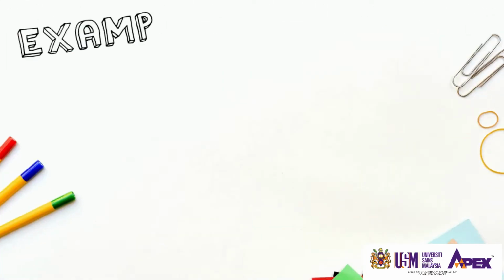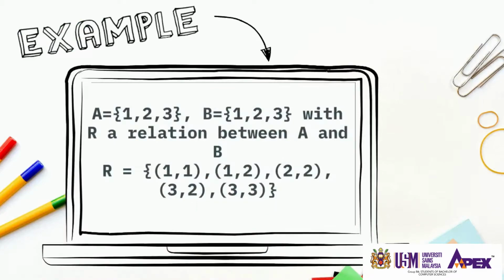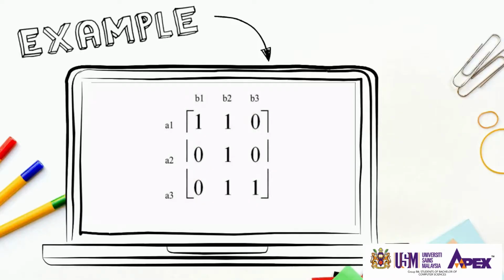For example, 1, 2, and 3 are elements of set A and set B, with R a relation between them. The elements of relation R are (1, 1), (1, 2), (2, 2), (3, 2), and (3, 3). The 0-1 matrix representing relation R: A1 and B1 is equal to 1 because (1, 1) is an element of relation R, while A2 and B1 is equal to 0 because (2, 1) is not an element of relation R.